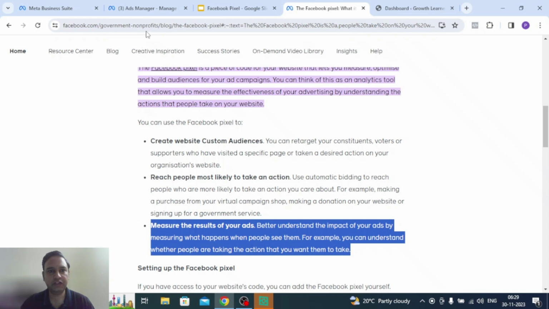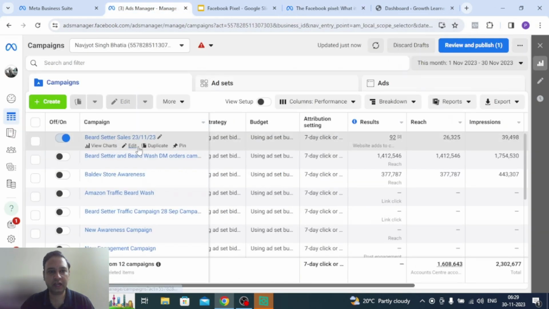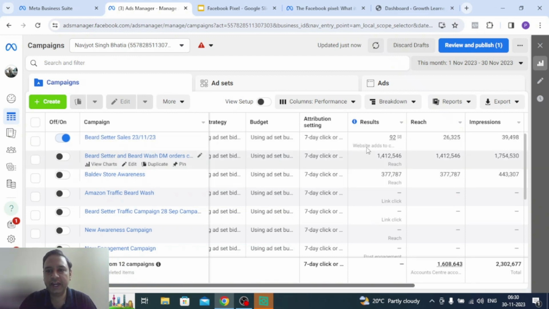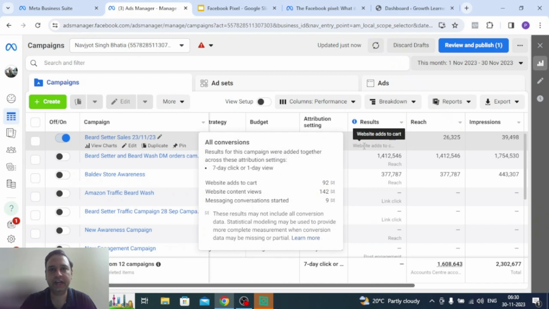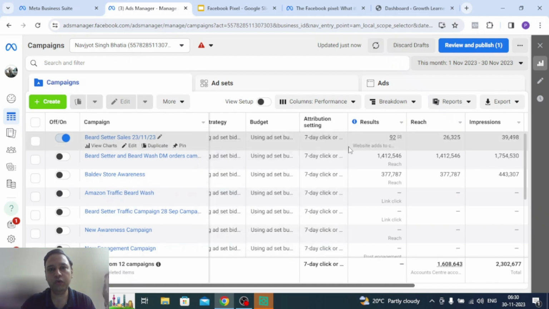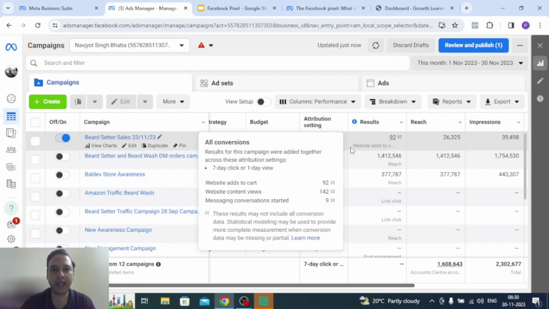So let me show you this with an example. Let's go to my Ads Manager account. Now I have created this campaign and the objective of this campaign is to drive sales on my website. I can see that there are 92 cart additions on my website. Okay. Now this information I am getting only and only because my pixel has been integrated correctly between my Meta Ads account and my website. And this information is passing from my website to my ads account. Correct? So now I hope you understand very clearly why a pixel is important and what information it can send back to your ad account.